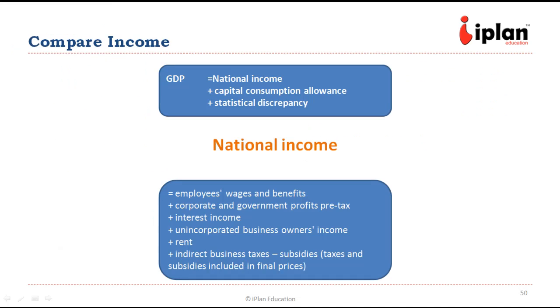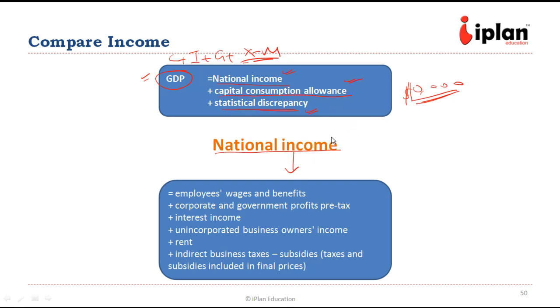We already know that gross domestic product is C plus I plus G plus X minus M. There is another way of representing it: the national income plus the capital consumption allowance, and then there could be a statistical discrepancy that should be accounted for. With capital consumption allowances, suppose a machine has been bought for $10,000, it would depreciate every year. So this capital will be consumed over the period.